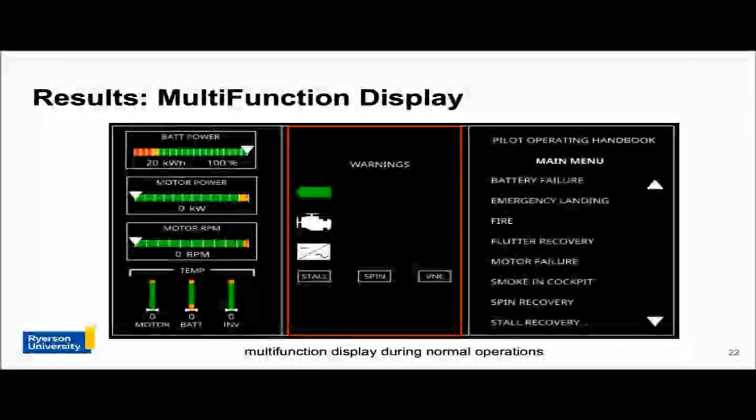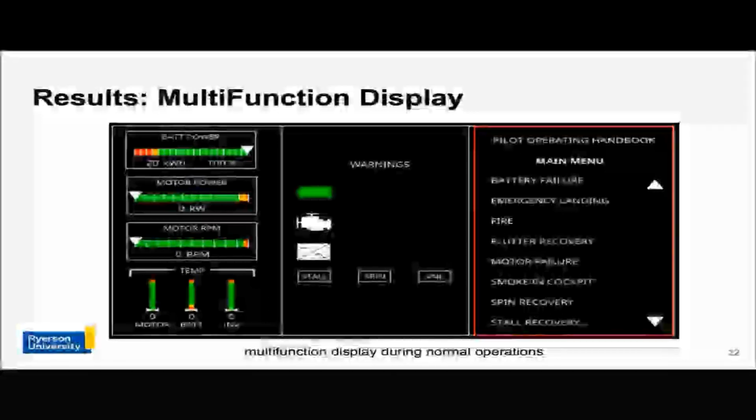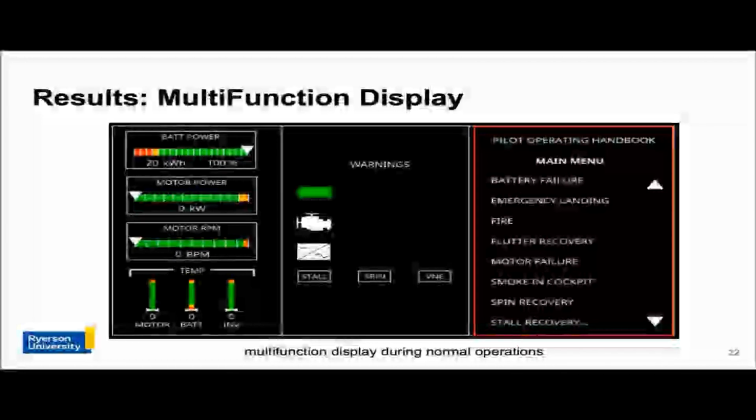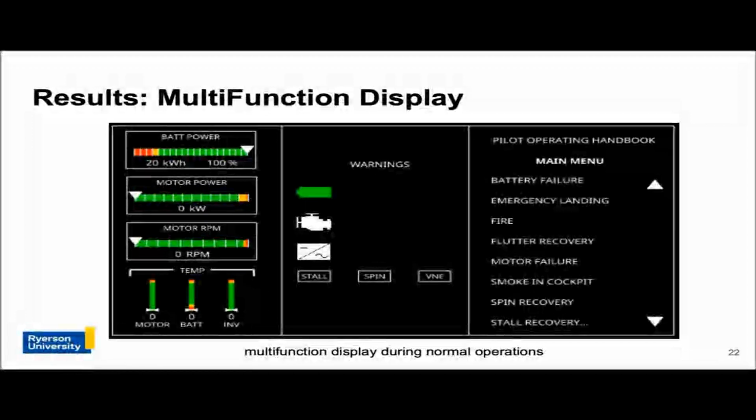It uses icons to communicate error warnings with the pilot. During normal conditions, icons are only shown for the major electric components, and warning icons are not visible. On the right side of the screen is the Electronic Pilot Operating Handbook, which works with the warning display to show recovery procedures when errors occur. In normal conditions, the Electronic Pilot Operating Handbook shows a main menu with topics listed in alphabetical order.